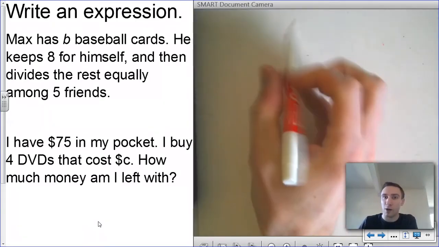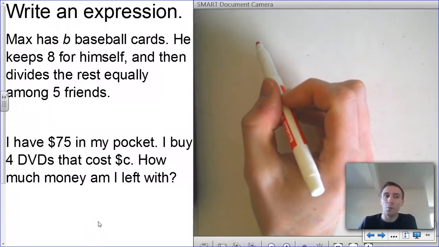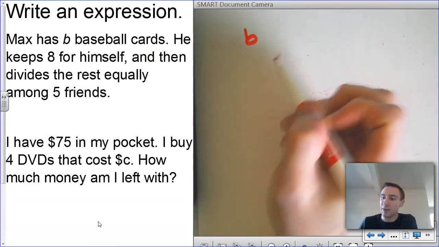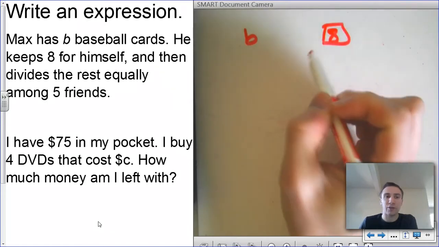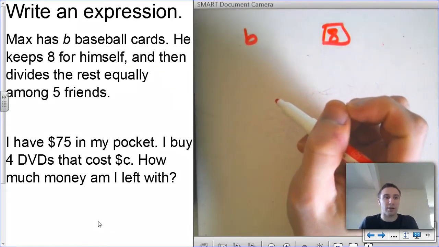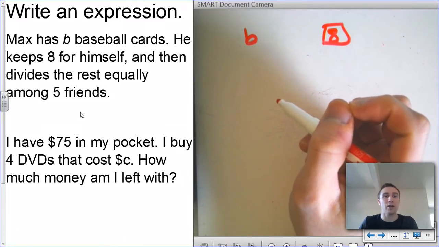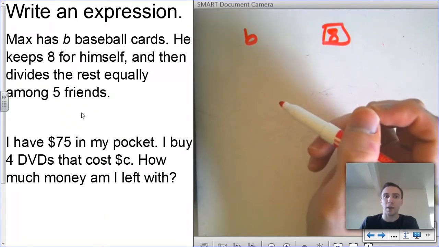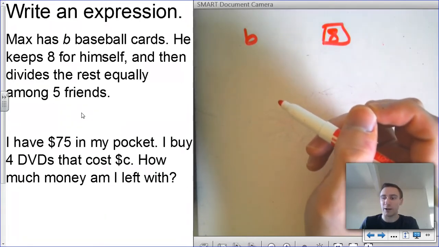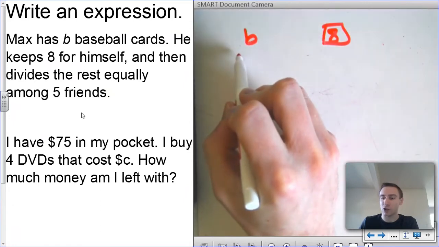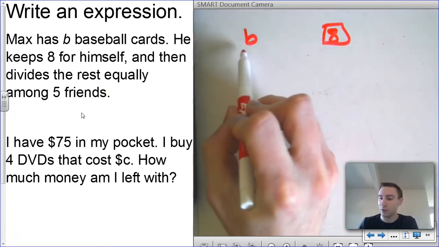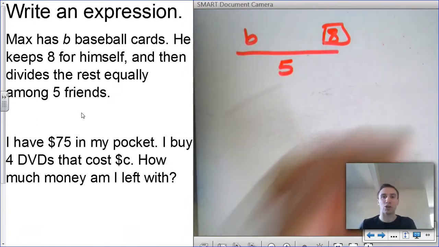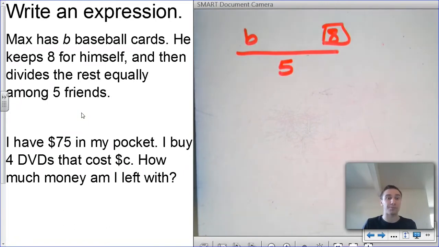So can we solve? No, we can't solve. What pieces of information do we know? He has B baseball cards, he's keeping 8 for himself, and then he has 5 friends. And there's a key word here, and that key word is divides, right? So I'm going to be thinking about using a division expression. And we know that division expressions, when it comes down to algebra, we write them in fraction form, as Mrs. Duffy introduced to us the other day. So I'm going to have this expression be divided by 5.